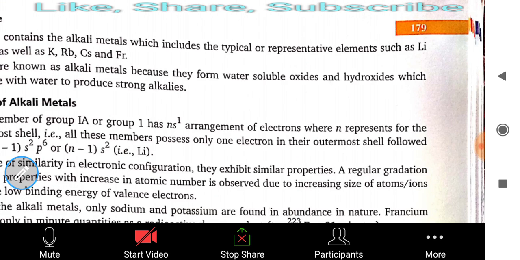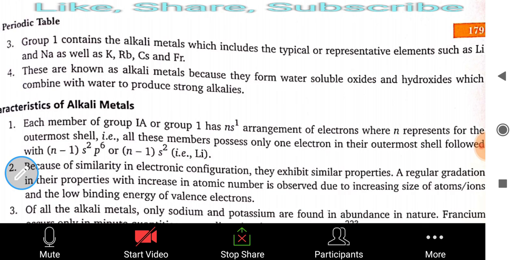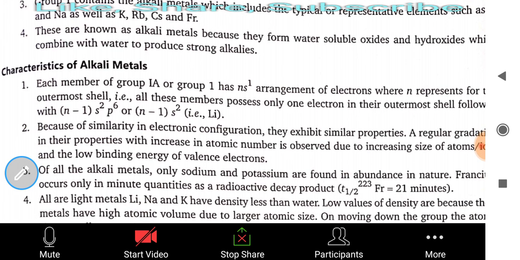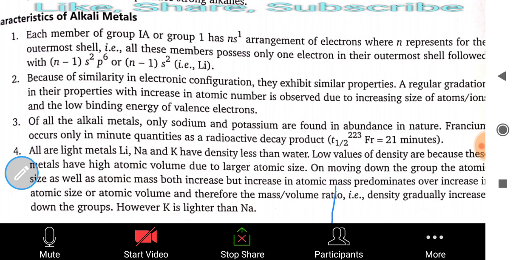Why are they known as alkali metals? Because they form water soluble oxides and hydroxides, and when combined with water they produce strong alkalis. Alkalis means bases. Now we read about the characteristics. What are the characteristics of these alkali metals? Each member of group 1A, or group 1, has an ns1 arrangement of electrons, where n represents the outermost shell. That is, all these members possess only one electron in their outermost shell.